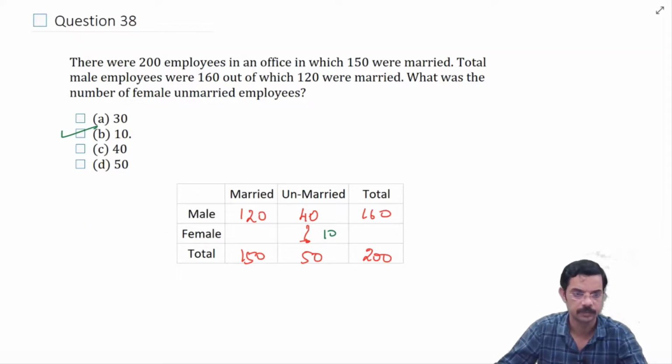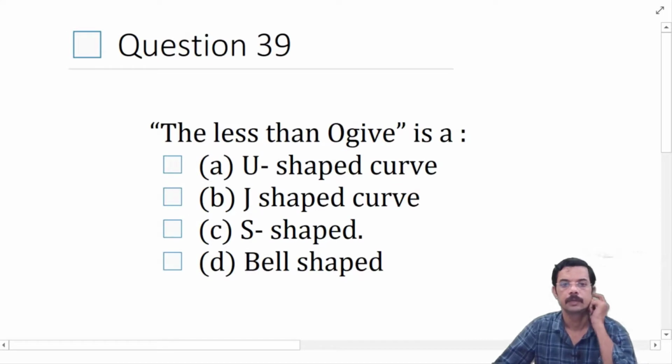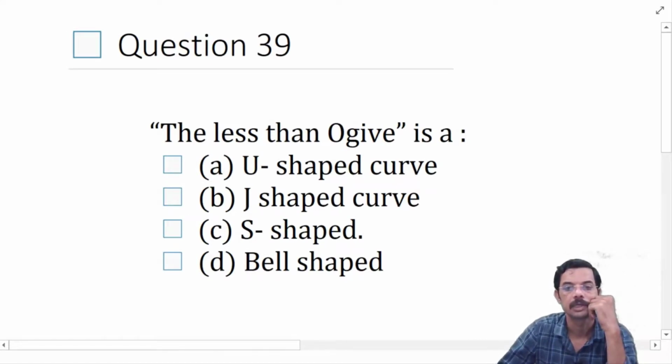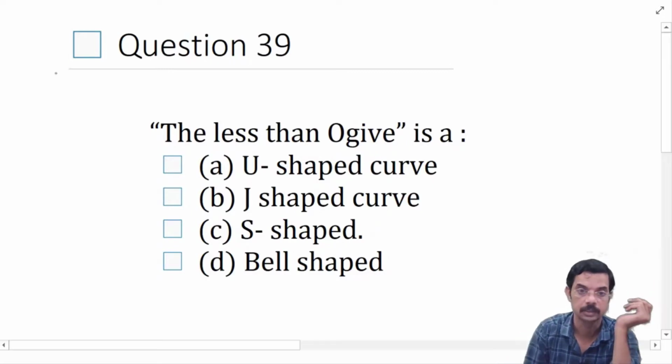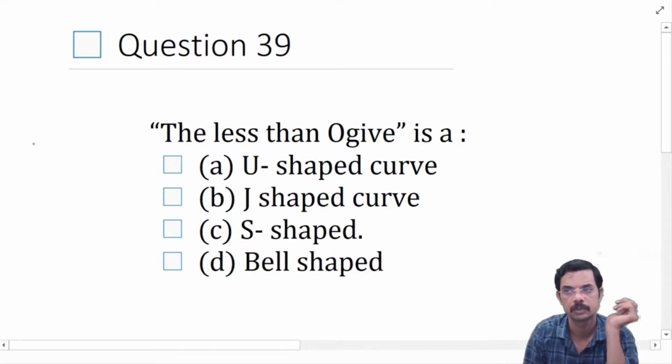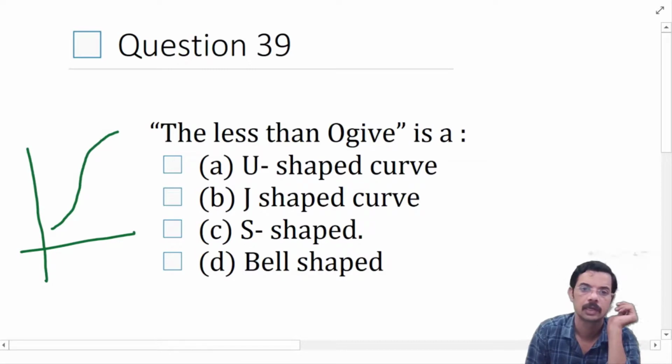Next question, 39. The less than type ogive is what kind of curve? Let us see. When we draw the diagram, it appears to be like this. This is the y-axis, this is the x-axis. It will be increasing. It is called an S-shaped curve, not a J-shaped curve.